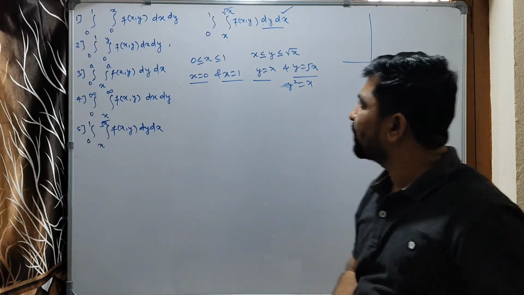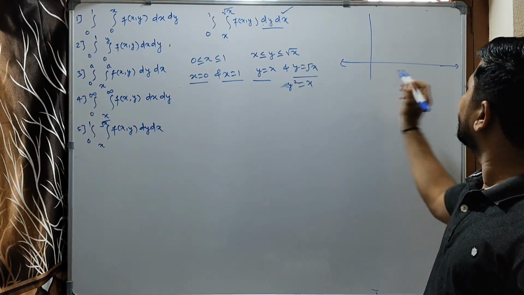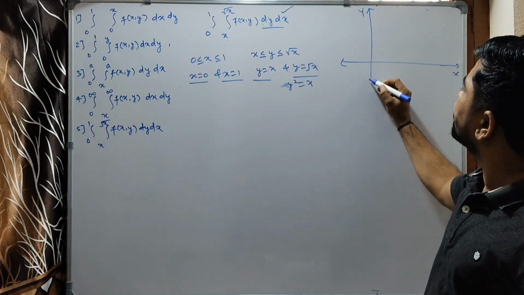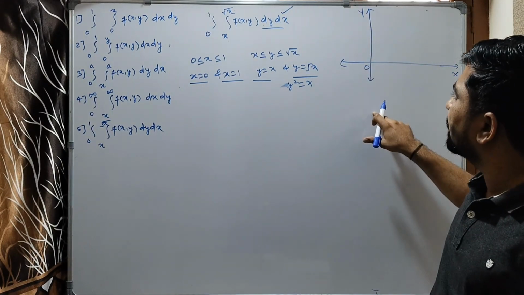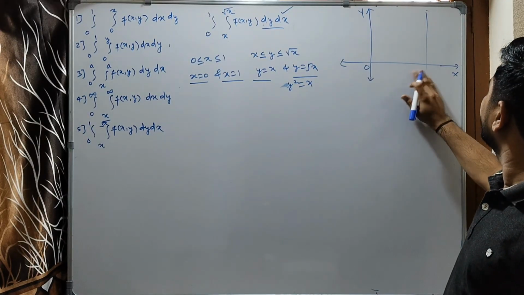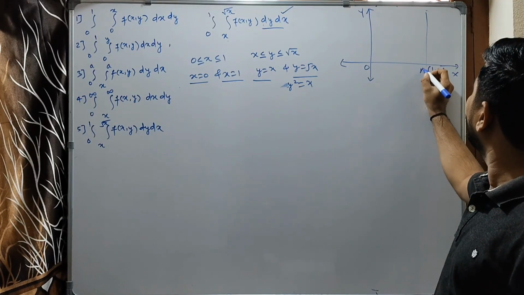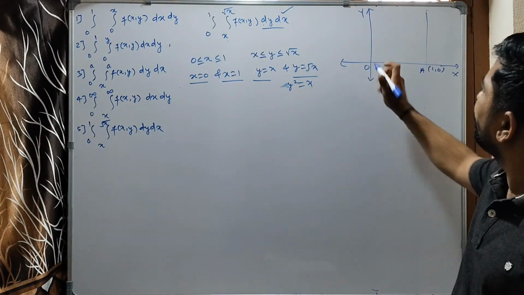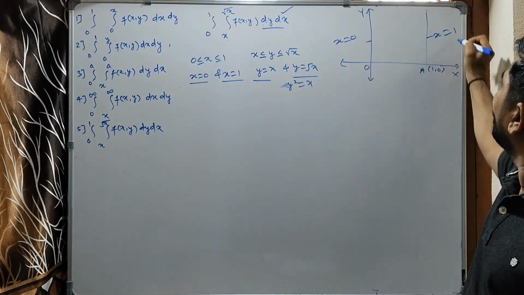Now x equal to 0 means the complete y axis. This is the x axis, this is the y axis, and this is my origin. x equal to 0 means the complete y axis, and x equal to 1 is somewhere here. This is the line x equal to 1 with coordinate 1, 0, which I will denote as A. So this is x equal to 0 and this is x equal to 1.